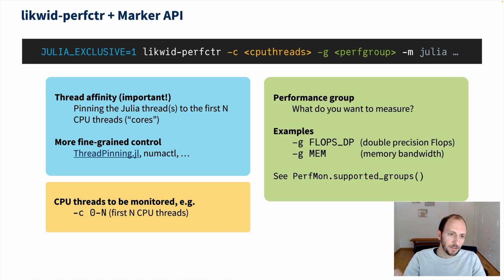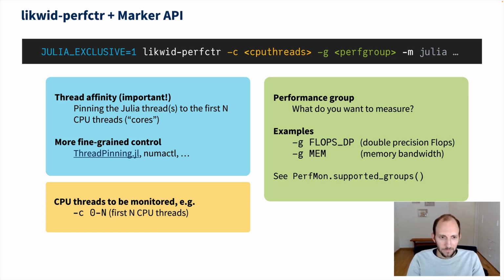And the entire call that you have to make in most cases looks like this. And let me dissect this because it's quite a beast. The first part, JULIA_EXCLUSIVE=1, is very important. What this does is it sets the thread affinity of our Julia threads. So it pins the Julia threads to the first n CPU threads, like hardware threads or cores for the sake of argument.